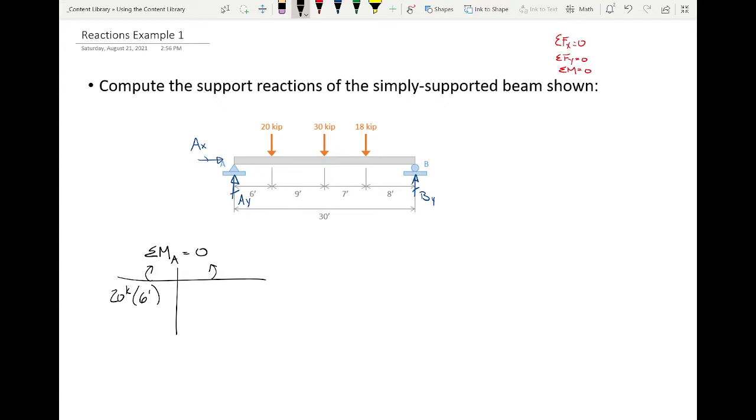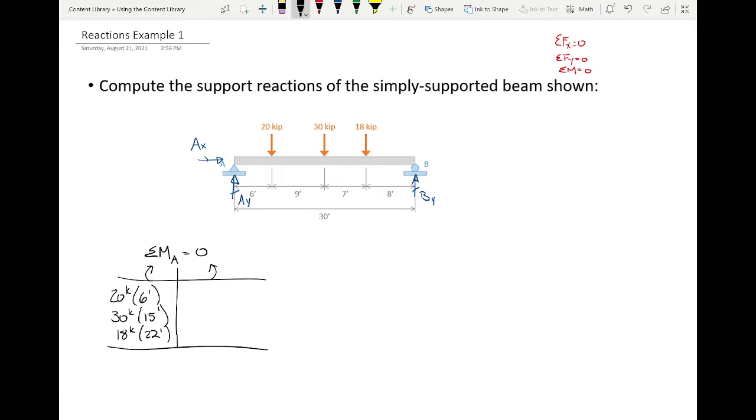All right. What about the 30 kips? Does the 30 kips generate moment at A? Yes. Does it belong on the left side or the right side? Left. And what is the moment arm? 15 feet. There you go. See? It's like riding a bike. So 30 kips times 15 feet. All right, what about the 18 kips? Does it generate moment? Yep. Does it belong on the left side or the right side? Left side. And what's the moment arm? 22. There you go. Not too bad, right? It's pretty straightforward. So 18 times 22 feet.